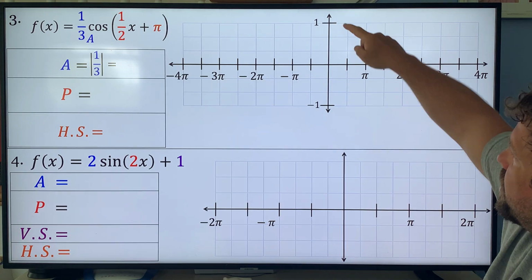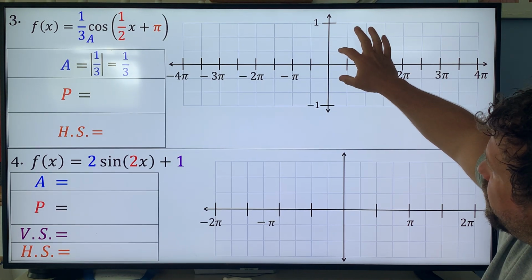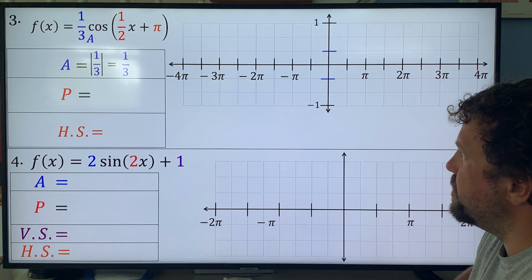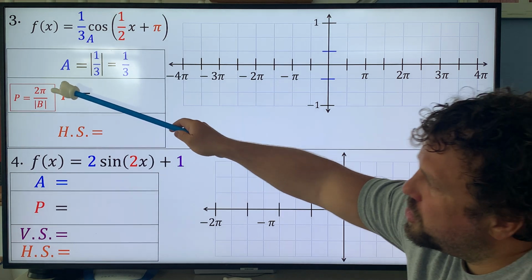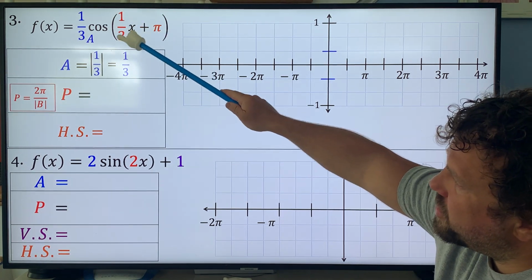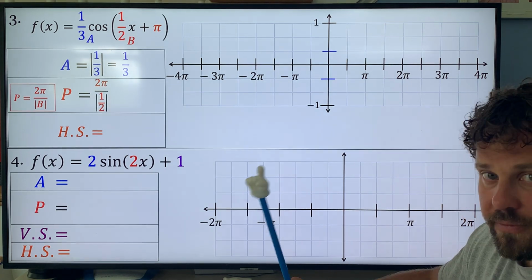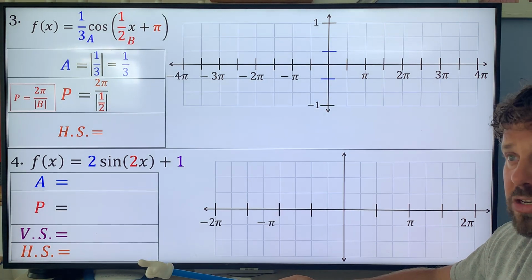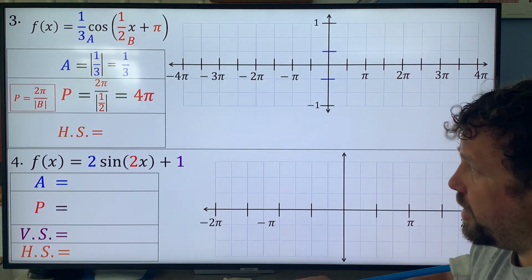1/3. This is 1, 1, 2. 1/3 would be up 1/3, down 1/3. So that's my initial amplitude. All right. Period. Period equals 2 pi over the absolute value of b. B is whatever is next to the x. B is 1/2. 2 pi divided by 1/2. When you divide something by a fraction, you multiply by its reciprocal. So 2 pi times 2 over 1 is 4 pi.